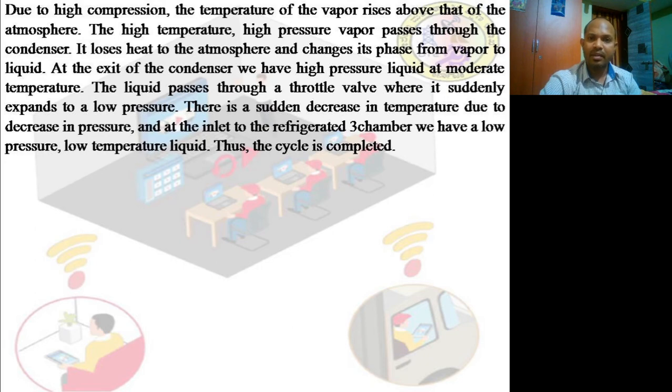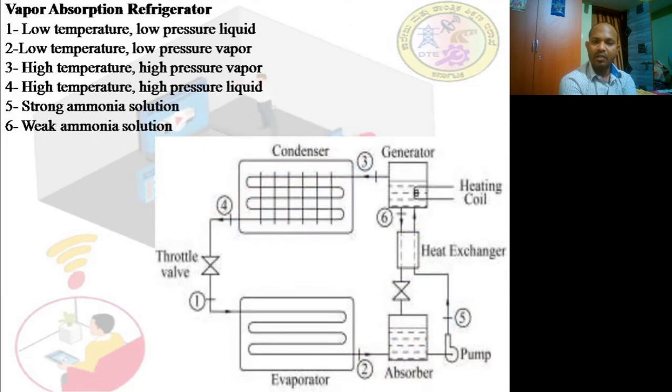We have the high pressure liquid at moderate temperatures. The liquid passes through the throttle valve, where it suddenly expands at a low pressure. Thereby, there is a sudden decrease of the temperature due to the decrease in the pressure. And at the inlet to the refrigerated chamber, we have a low pressure, low temperature liquid. Thus, the cycle is being completed, and this continues as the process goes on.